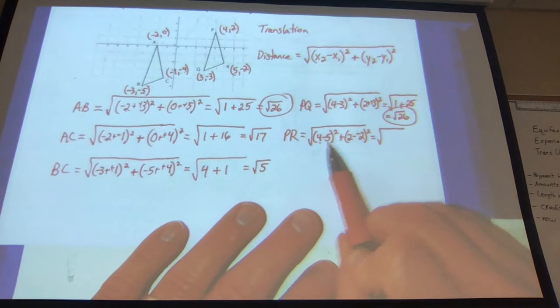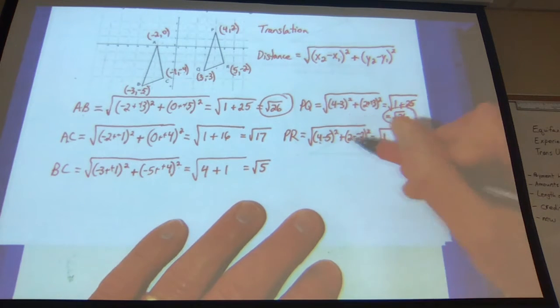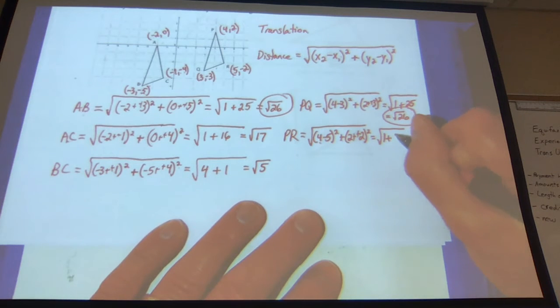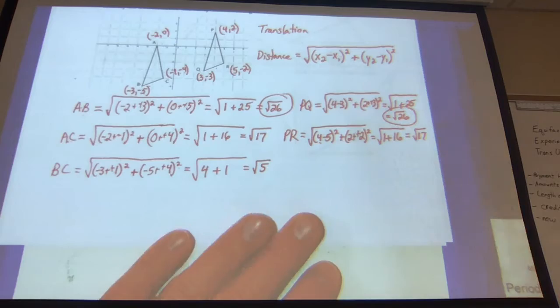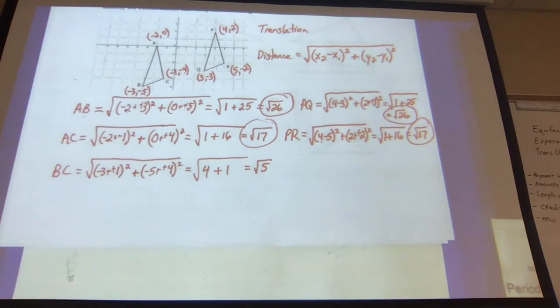4 minus 5 is -1. -1 squared is 1. And then double negative becomes positive. 2 plus 2 is 4. 4 squared is 16. Those two add up to the square root of 17. So our second set of sides match up with each other. Now we just need the third set of sides.